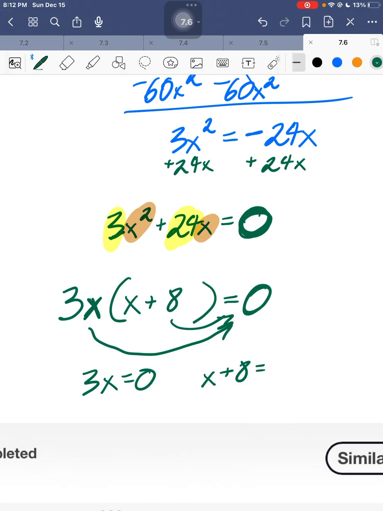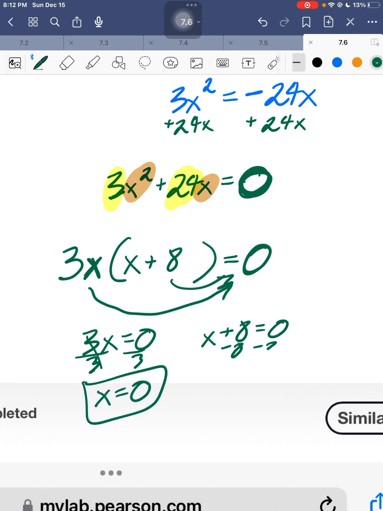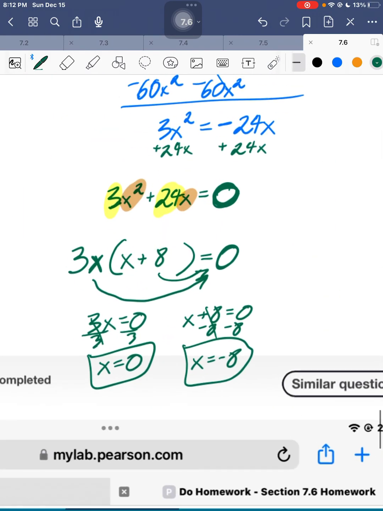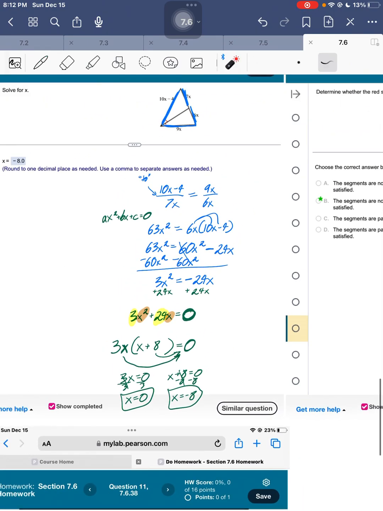Now, I need to set this 3x equal to 0, and this x plus 8 equal to 0. So x is 0 divided by 3, which is 0. And minus 8, x is equal to negative 8.